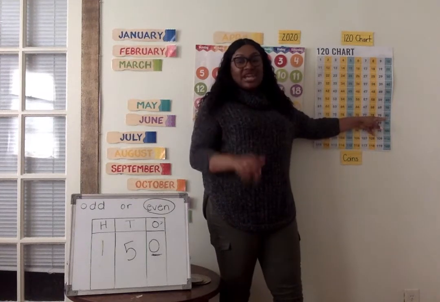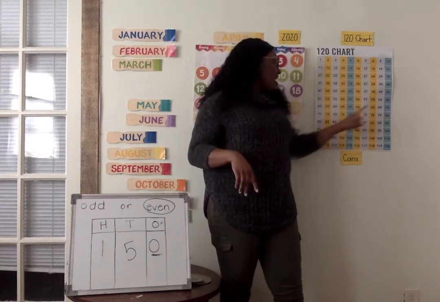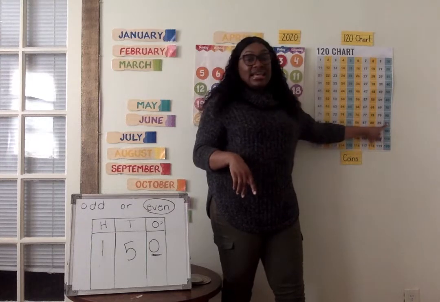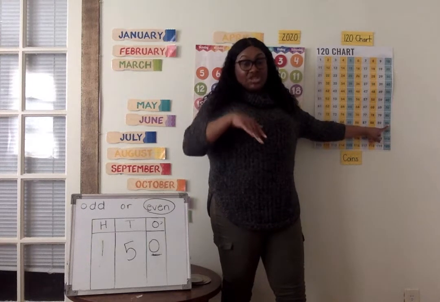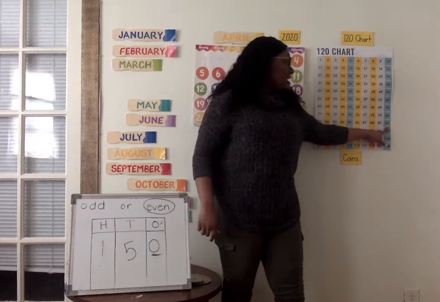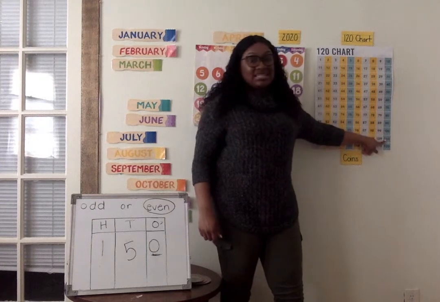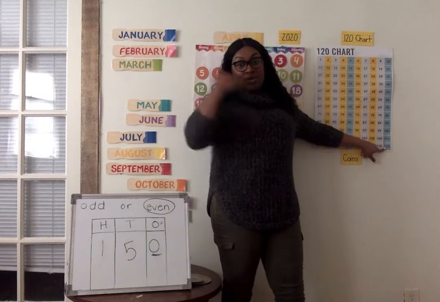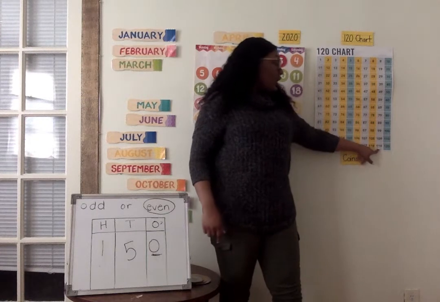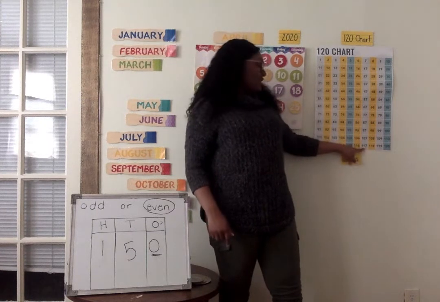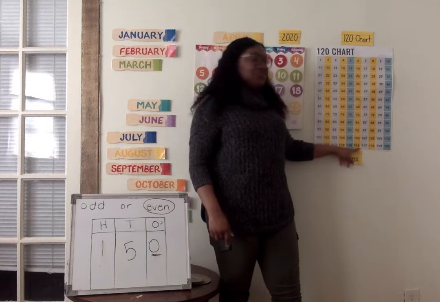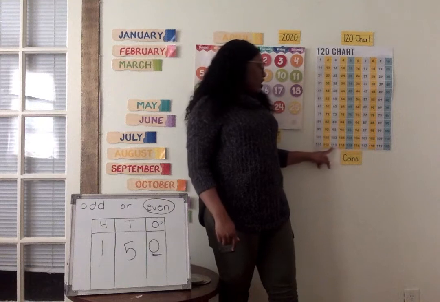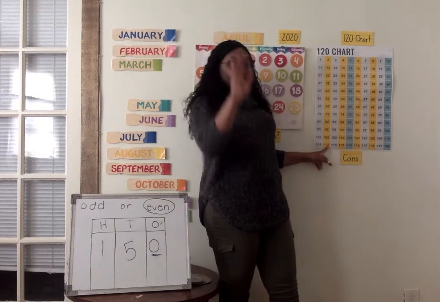Stop. Switch. Count up by twos. 80, 82, 84, 86, 88, 90. Stop. Switch. Count up by tens. 90, 100, 110, 120. Stop. Switch. Count back by ones. 120, 119, 118, 117, 116, 115, 114, 113, 112. Stop.